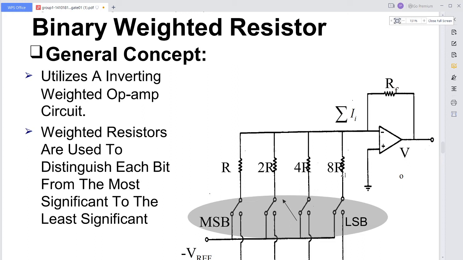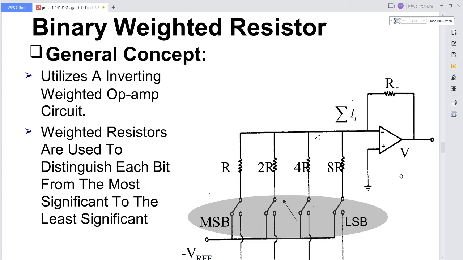So practically this is a disadvantage of the binary weighted resistor. So now we are using an inverting weighted operational amplifier. We know that an operational amplifier can be operated in two modes, such as the inverting mode of operation and the non-inverting mode of operation. Now we will be using its inverting mode. That is nothing but the negative terminal. To the negative terminal we are giving the input signal, whereas the non-inverting terminal is connected to the ground. So now this operational amplifier is working in the inverting mode of operation.